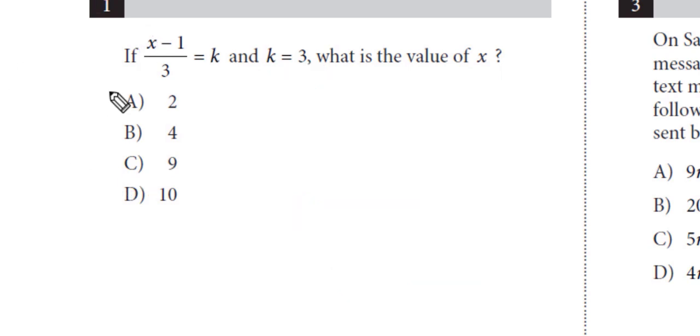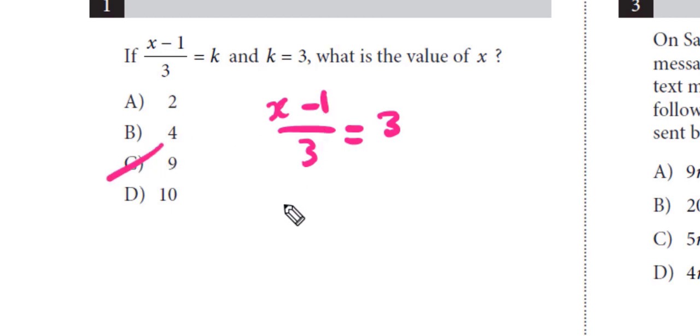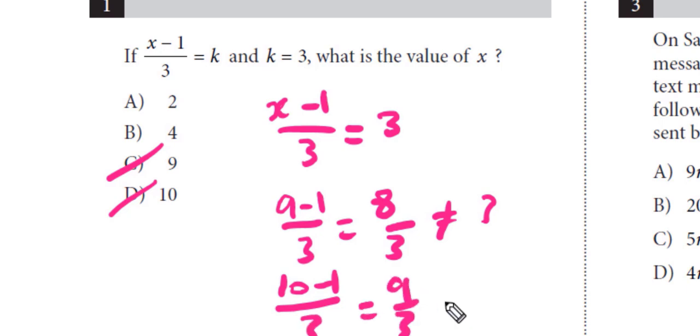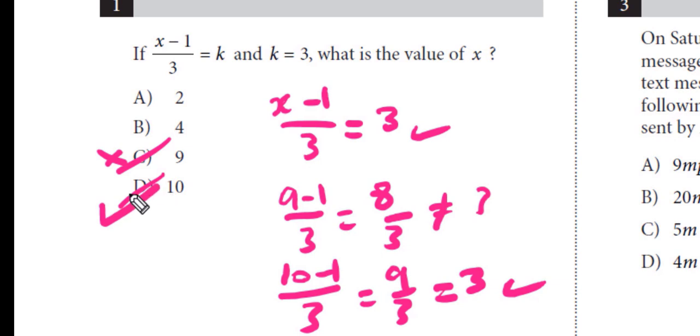Or you can use the answer choices themselves. You have (x minus 1) over 3 is equal to 3. If you choose any value here, starting from C, 9 minus 1 will be 8. 8 over 3 is not equal to 3. The next one, 10 minus 1 over 3, will be 9 over 3. 9 over 3 will be 3, the same value here. Then the correct answer is D.